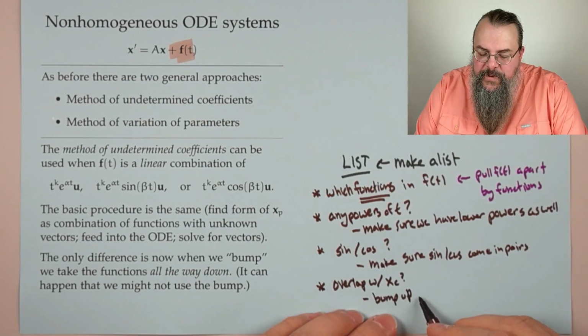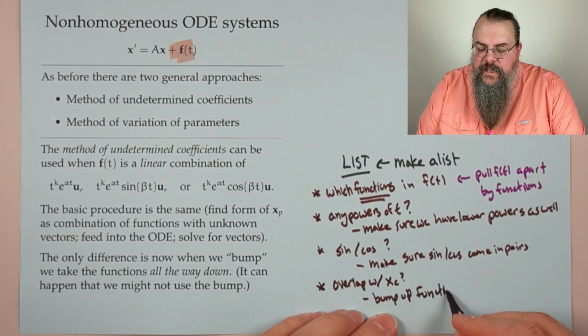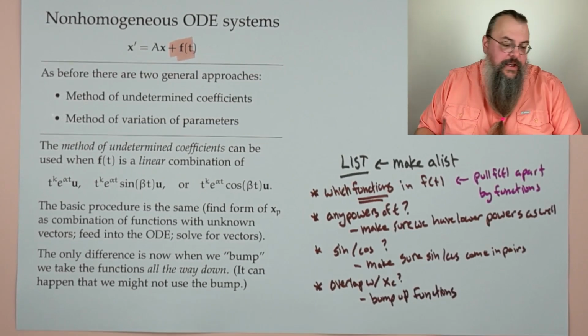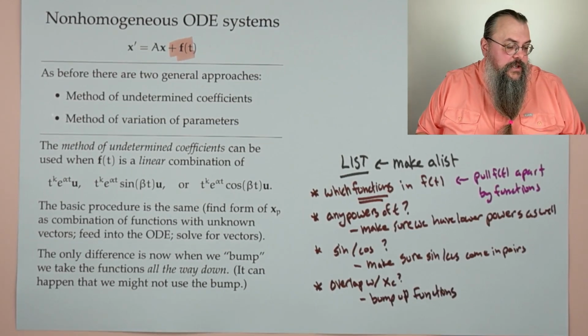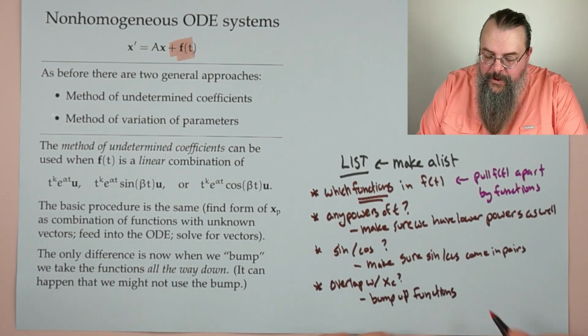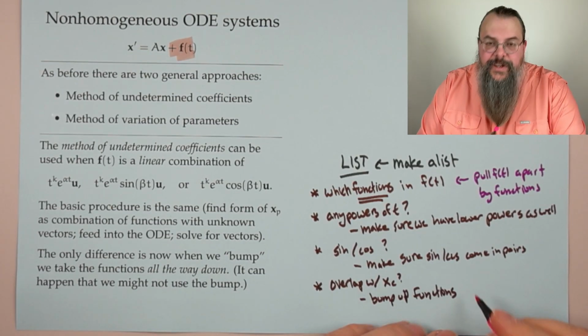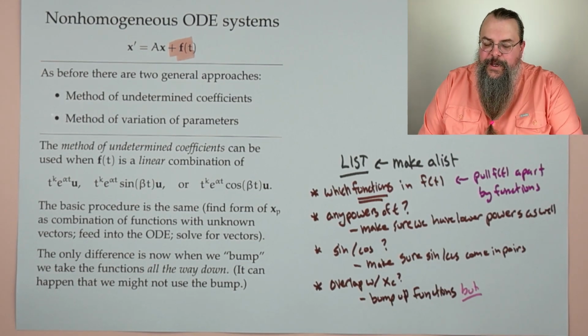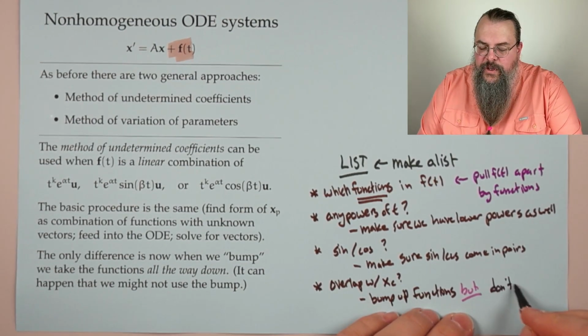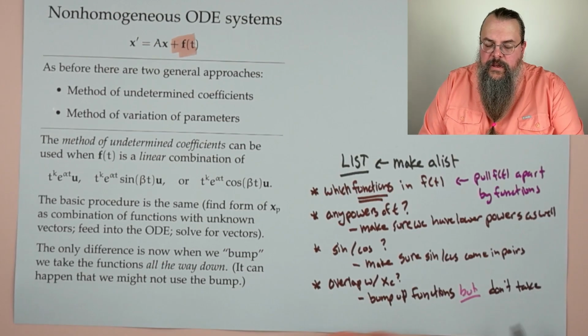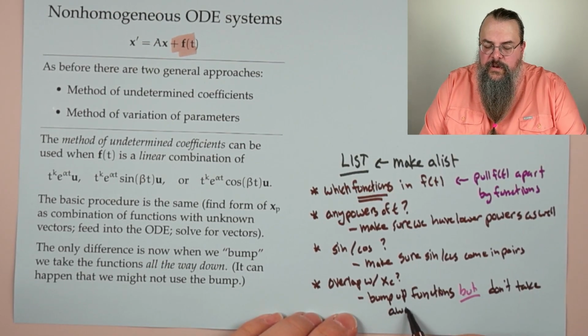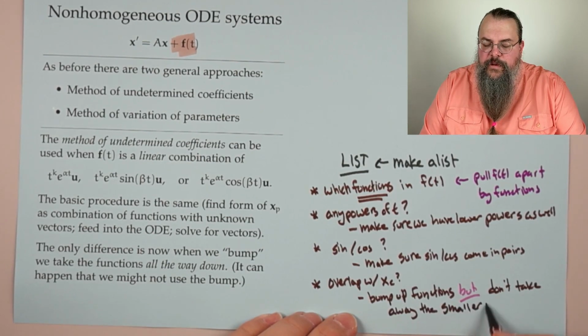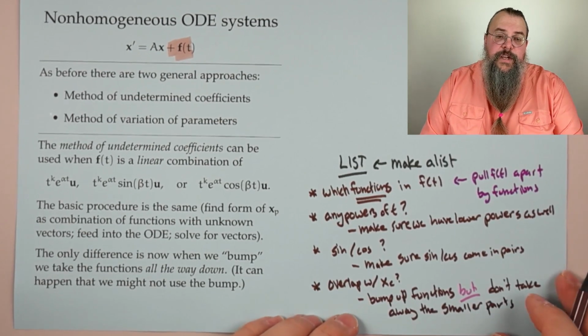So, bump up the functions, but, and, all right, I want to make sure we make the "but" clear. So we're going to make that "but" a different color. Don't take away any old function, which I'll call the smaller parts. We'll illustrate what we mean here.